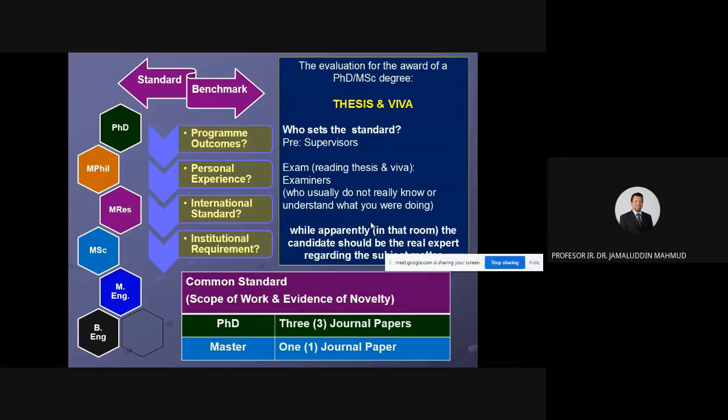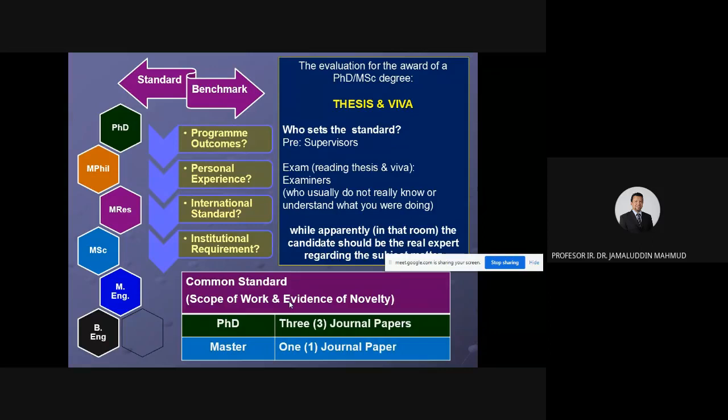Okay, what is the common standard? I would just like to share with you the common standard of a PhD. We're talking about the international standard. When I was studying in the UK, it was discussed that a PhD, in general, can produce three journal papers. The content could be published as three journal papers.